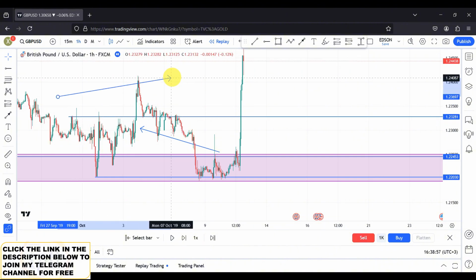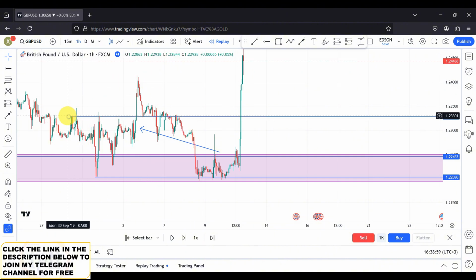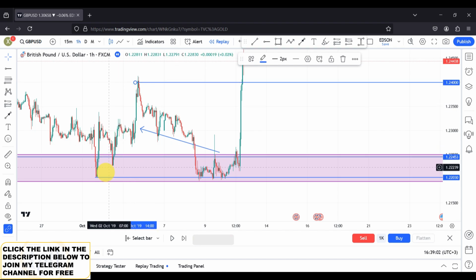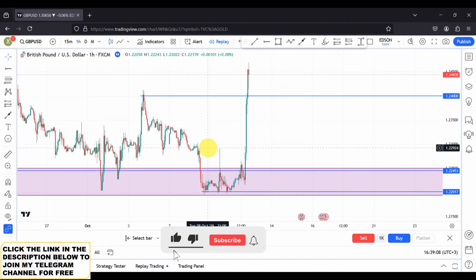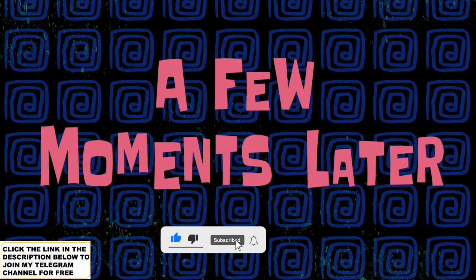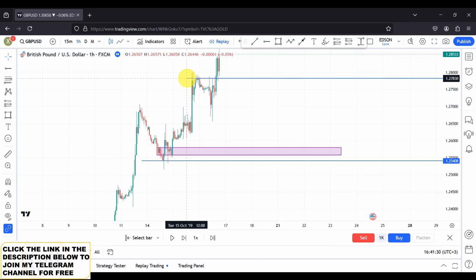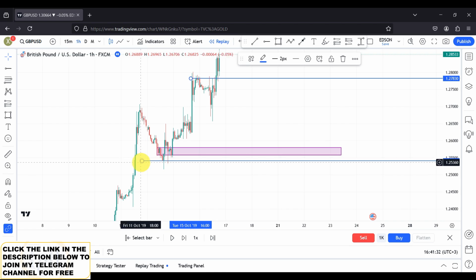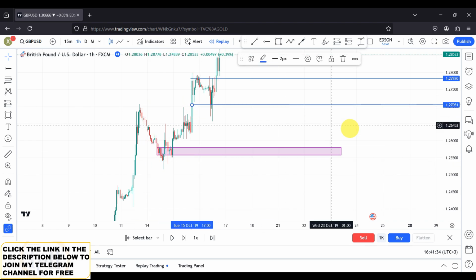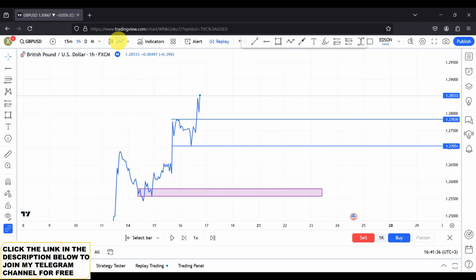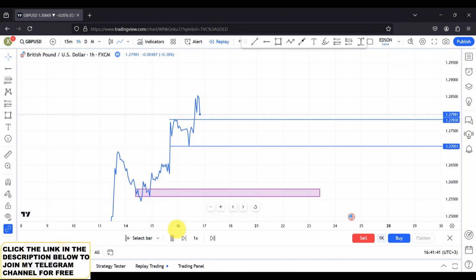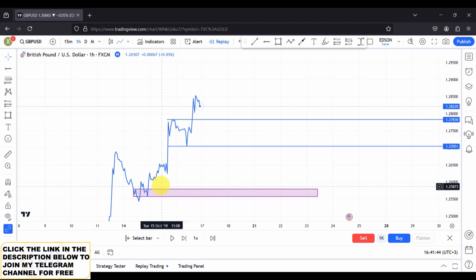Alright, you can see the market did just form another high. A few moments later, the market again failed to come to our area of liquidity. You can see it just moved from this area right here. So our new area of liquidity is in this area.